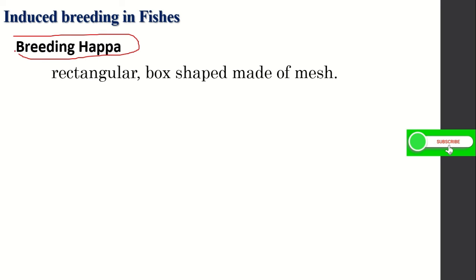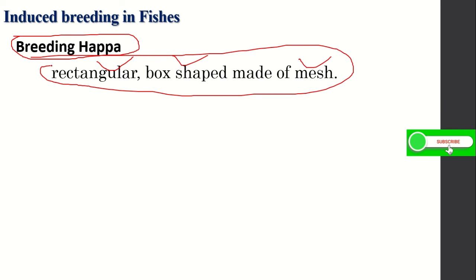The breeding hapa is a rectangular, box-shaped container made of mesh, or mosquito net cloth, and closed on all sides to prevent breeders from escaping. In this breeding hapa the breeders are kept for breeding and spawning purposes. Breeding hapas are of different sizes, used for different types of breeders.